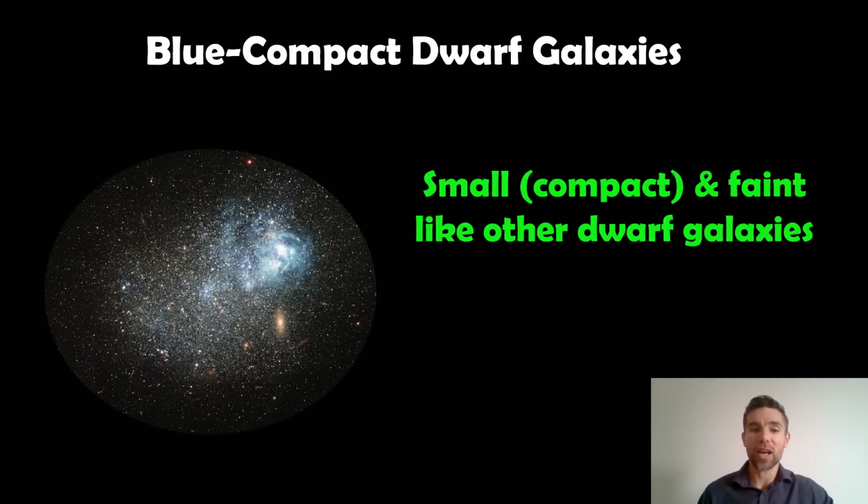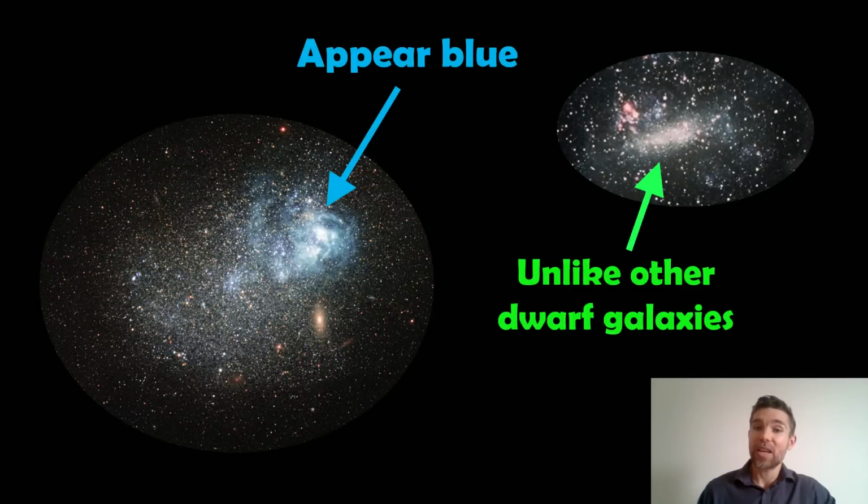So, blue compact dwarf galaxies. Just like other dwarf galaxies, they are small, they're quite compact, hence the name, and they're very faint like other dwarf galaxies. So again, they share quite a few features with the other dwarf galaxies. However, the main difference here is that they appear blue, hence the name. They're blue compact dwarf galaxies.